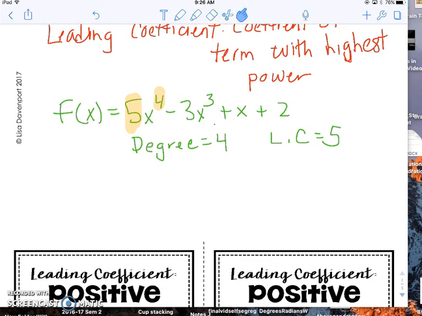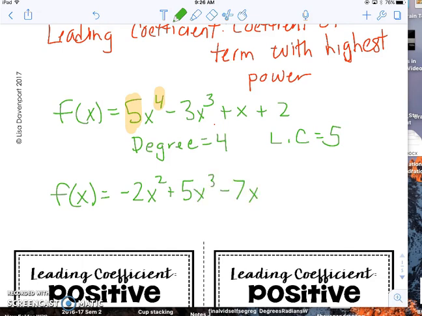But we also talked about how it doesn't necessarily need to be in that order, from highest to lowest, those powers. You might see one that's like negative 2x squared plus 5x to the third minus 7x to the fifth plus 2. We always have to look, so here's our highest power, so this would be our leading coefficient. So the degree is 5, and your leading coefficient would be negative 7.